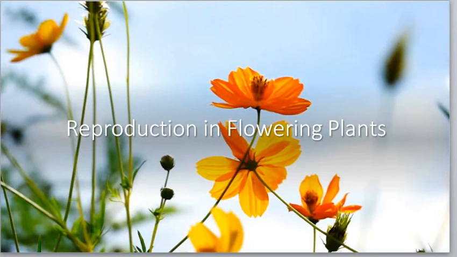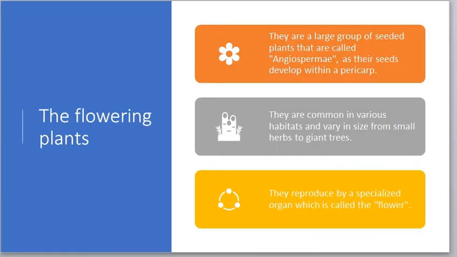Today we're talking about the reproduction of flowering plants. We know that in the flowering plant, the flower is the reproductive organ, and we have two types of plants, angiosperms and gymnosperms. In angiosperms, the seeds grow inside a coat or pericarp, but gymnosperms don't have a pericarp. Today we're talking about the angiosperm and the flower inside it.